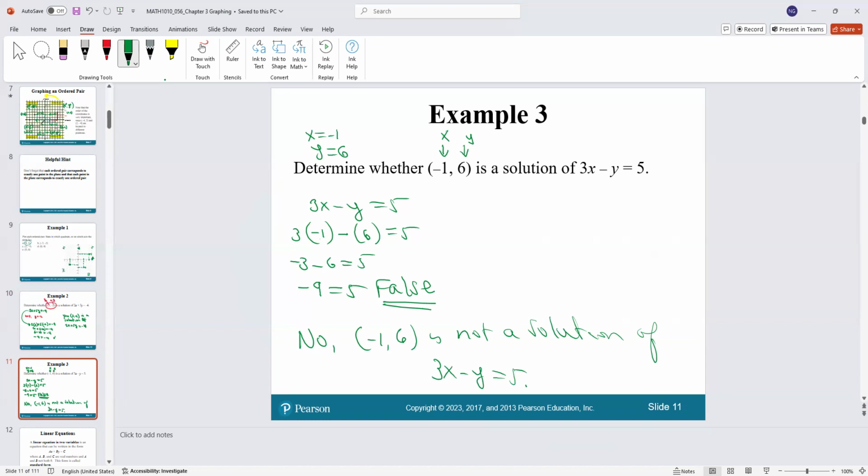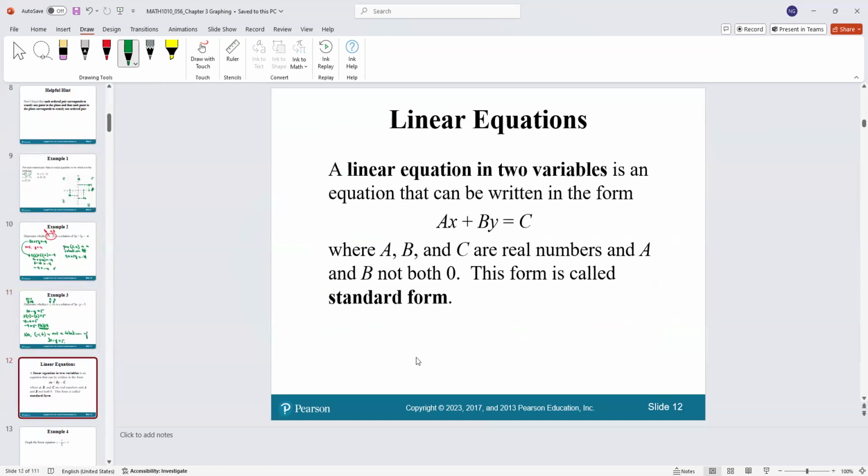All right, now let's see a few other examples we can do, especially because now you know how to plot points on the XY plane or Cartesian coordinate plane. So we think we're ready to graph linear equations. But what are linear equations? A linear equation is an equation in two variables.